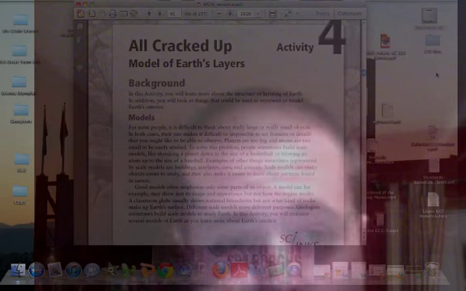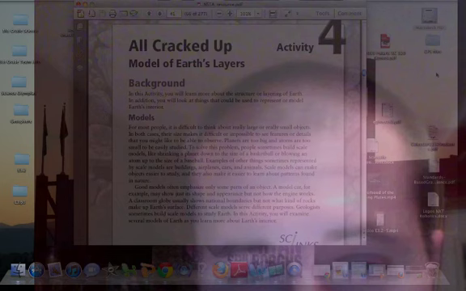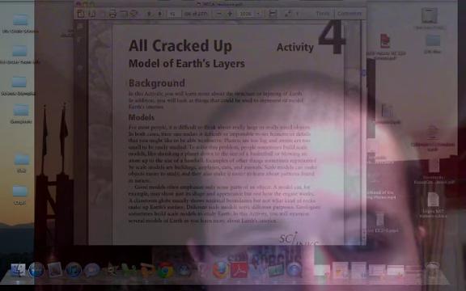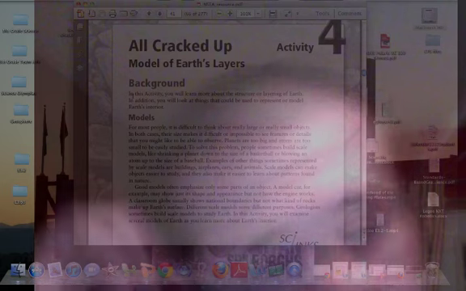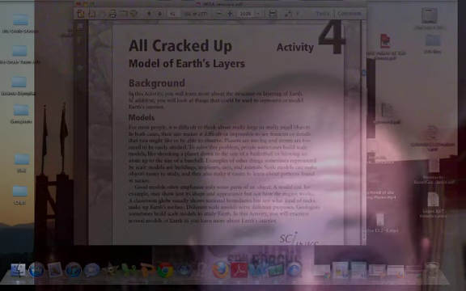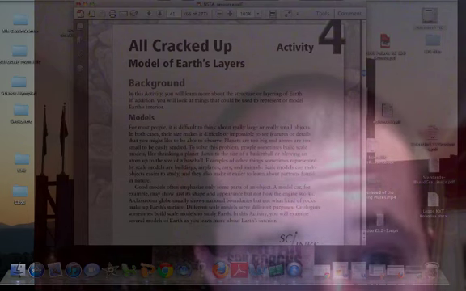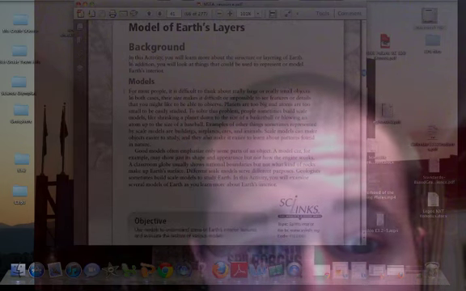Alright you guys, this is for the lab "All Cracked Up," and this is video E3.2-3. You first need to take a moment to read the background here. Well, actually we're going to be looking at the structure or layers of Earth, and we're going to be analyzing some models as we do this. Some models of Earth's interior.